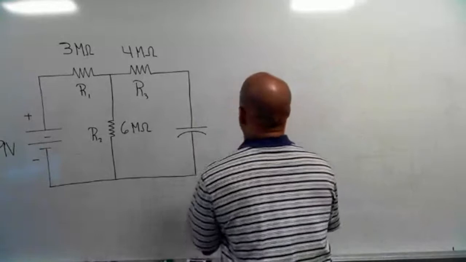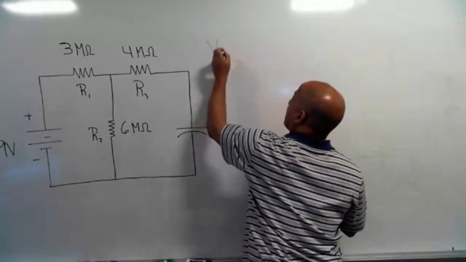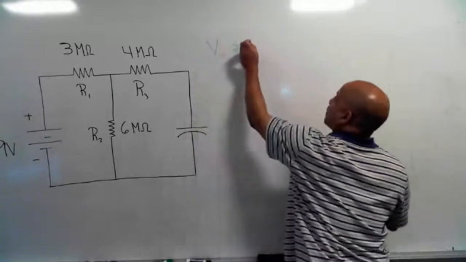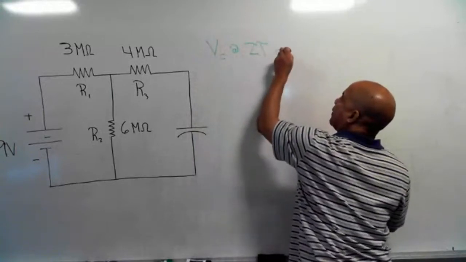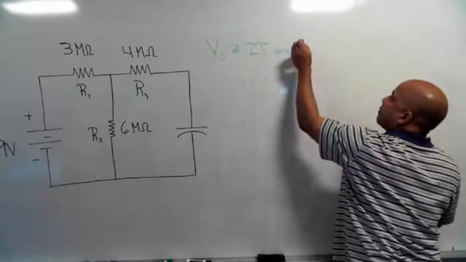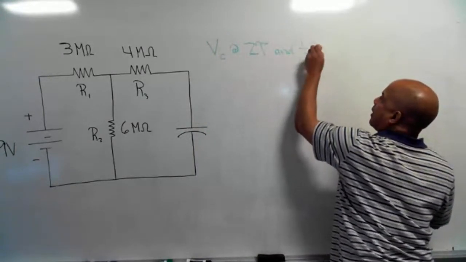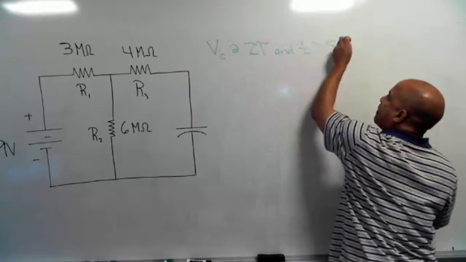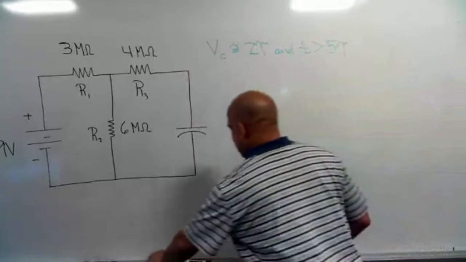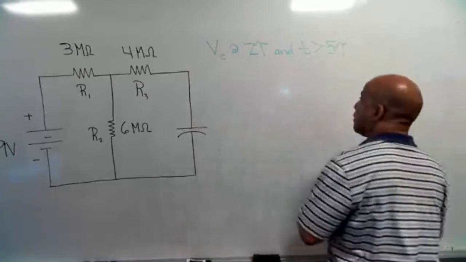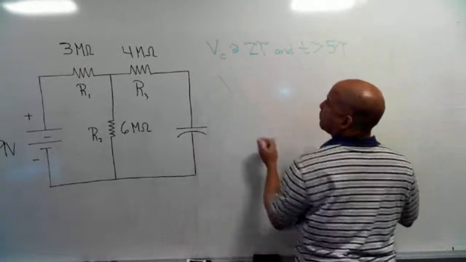So we want to find VC at 2 tau and at T greater than 5 tau. So that's what we want to solve for. I'll give you a minute to think about how you might do that.